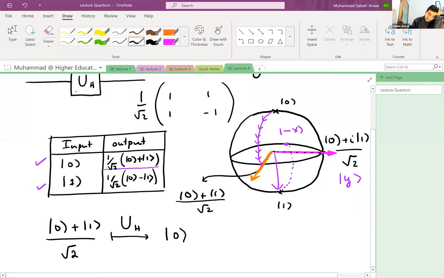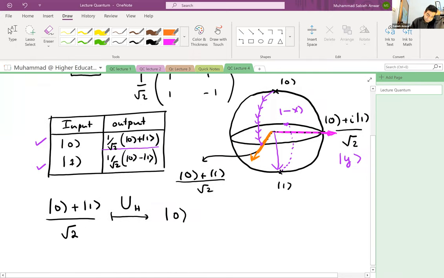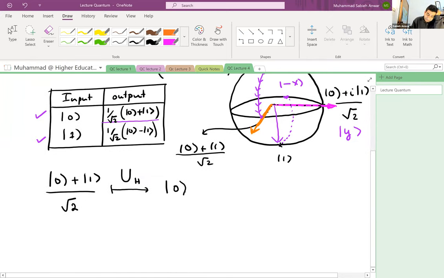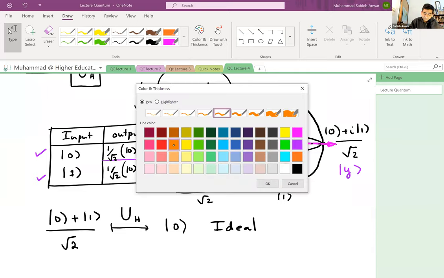So this Hadamard gate could take any input that your little heart desires, and it should give you the correct output. If I were to give this input, an ideal Hadamard gate should give me ket 1 as the output. I hope you're with me on this. So let's see if your proposed rotations give us the correct output.